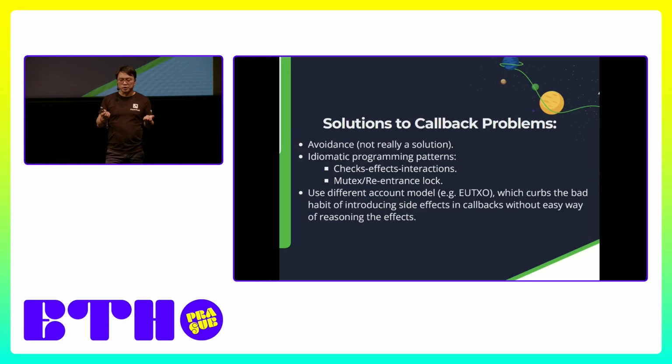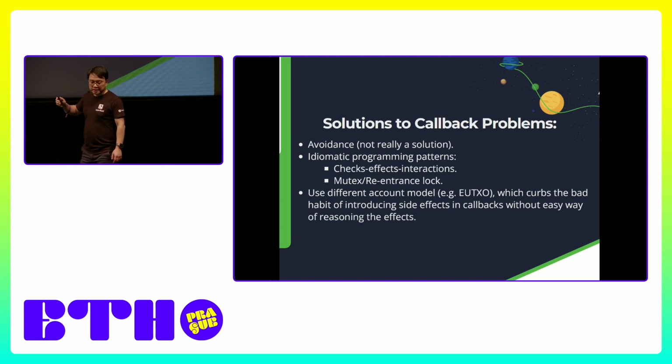So what are the solutions to the callback problem, right? The first is not really a solution, it's just to avoid it. Many projects go with that, just don't have it, right? But to actually make it better, you can apply idiomatic programming patterns, so be more careful when you do the programming, right? The checks-effects-interactions pattern is a common pattern, right? A reentrance lock is another hammer that you can use to solve this problem, just by having a mutex and avoiding the reentrance altogether.